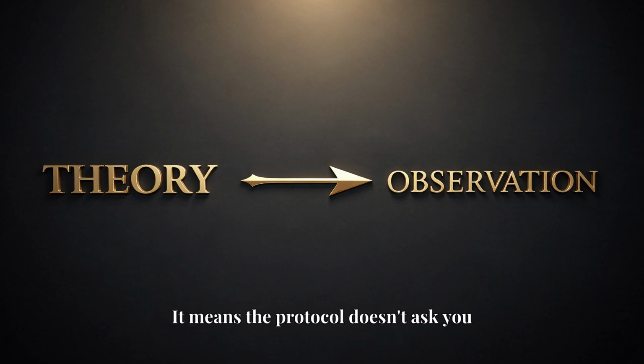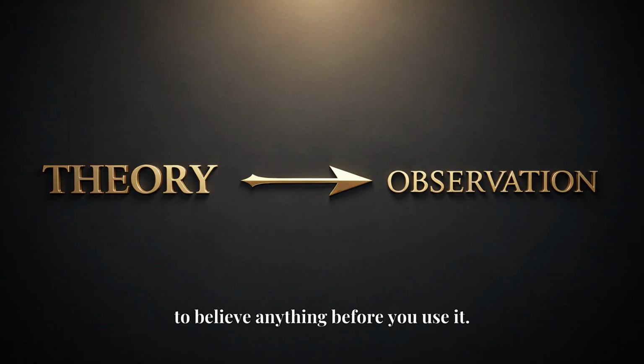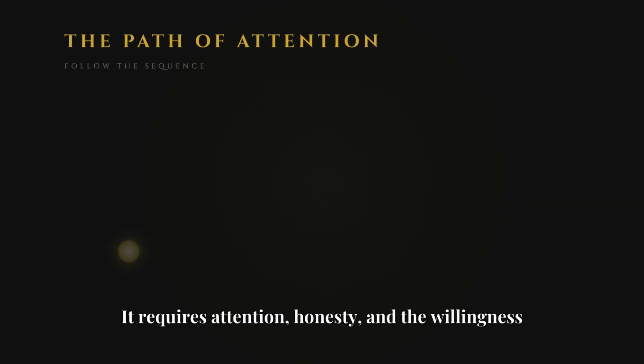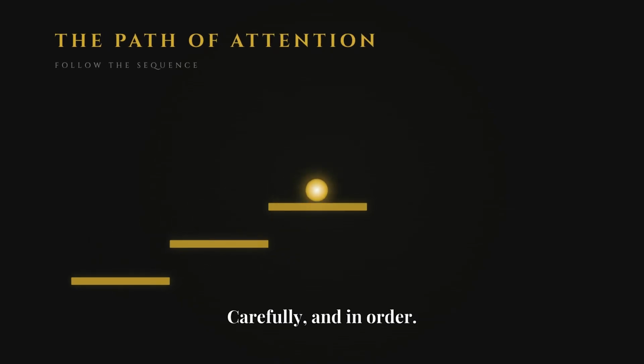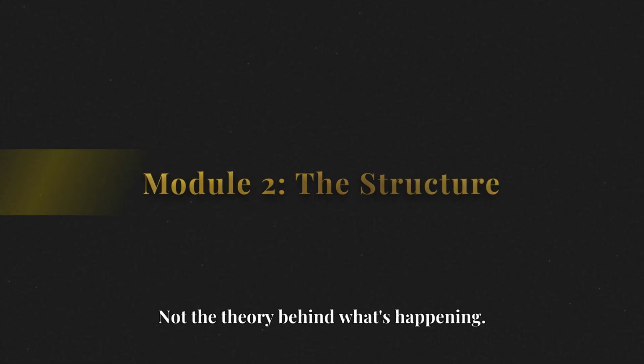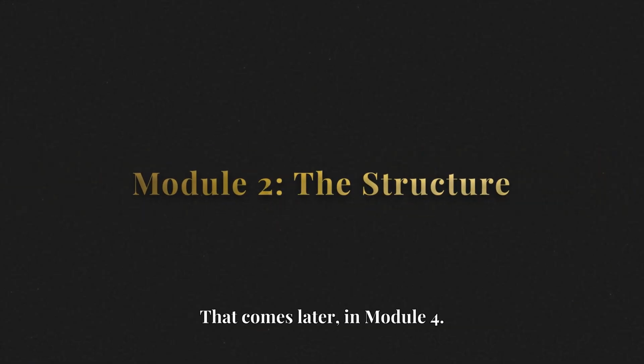It means the protocol doesn't ask you to believe anything before you use it. It doesn't require a theory. It requires attention, honesty, and the willingness to follow a sequence, carefully and in order. That's what Module 2 is about, not the theory behind what's happening. That comes later, in Module 4.